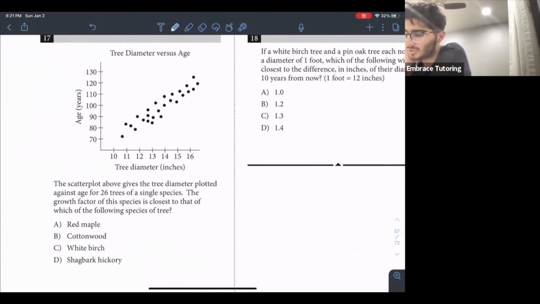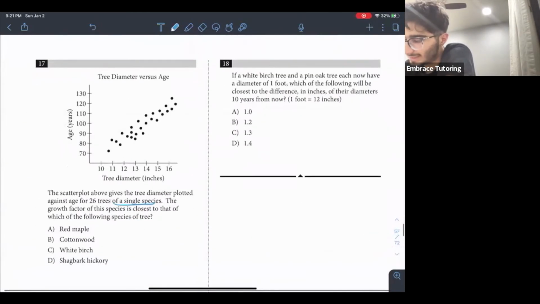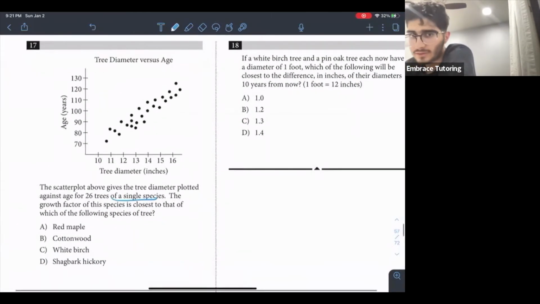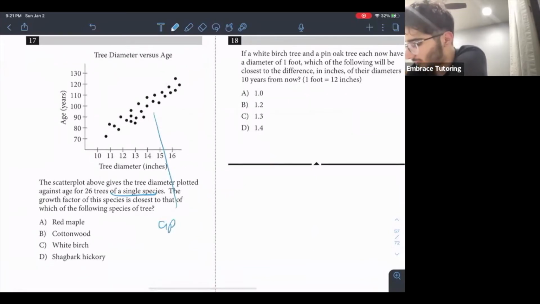The scatter plot above gives the tree diameter plotted against age for 26 trees of a single species. So it's just a single species. I assume that we have to identify it. The growth factor of the species is close to that of which of the following species of tree? Yes, so we have to identify it using the growth factor. They give us a scatter plot, and we have to determine the growth factor, and this would be done by approximating the slope.